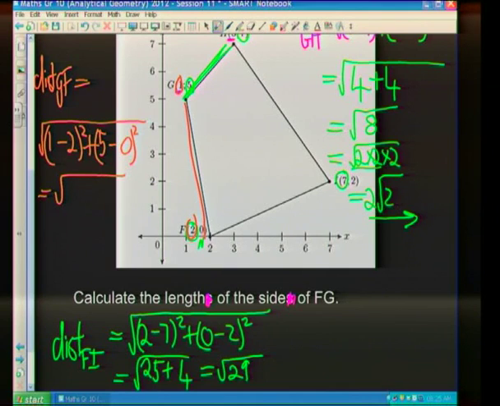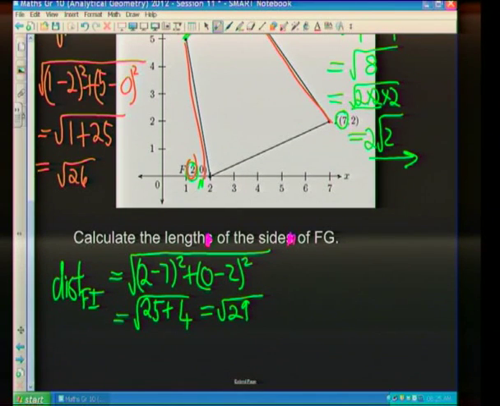So I get 1 minus 1 squared, which is 1, and 5 squared, which is 25. And the length of that side is square root of 26. Okay, the coordinates of H are 3 and 7. And the coordinates of I are 7 and 2.